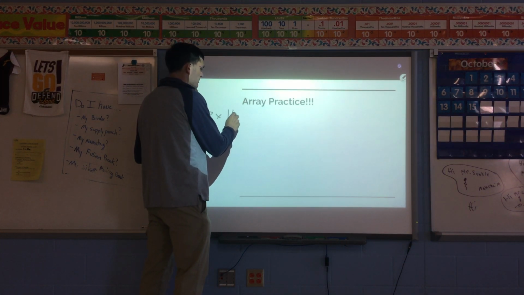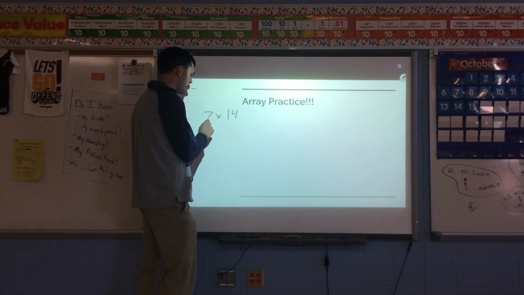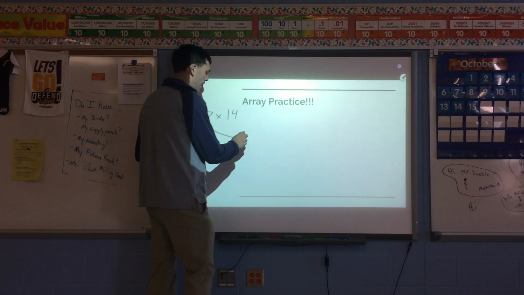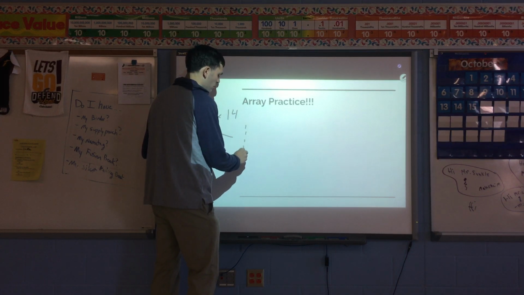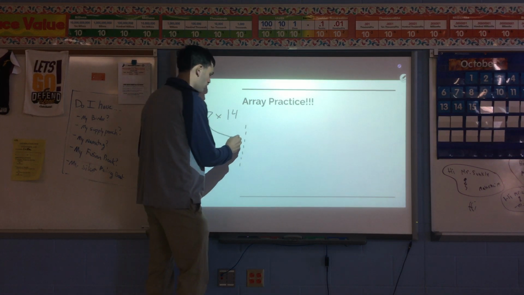So if we have a problem 7 times 14, what we're going to do is take this 7 and put it on the side. We're going to represent this 7 with dashes. All right, so that's going to be 7.